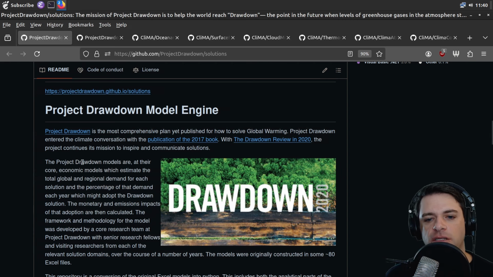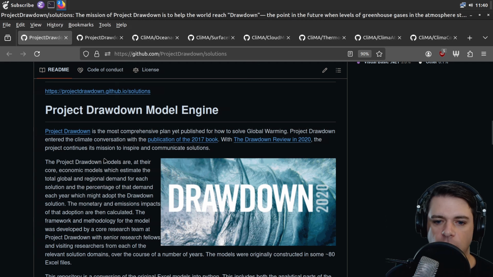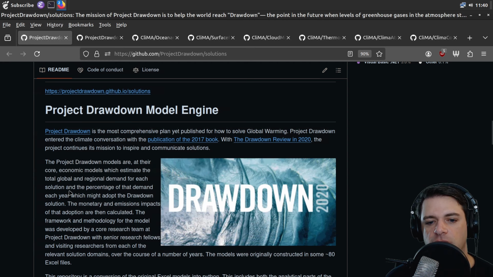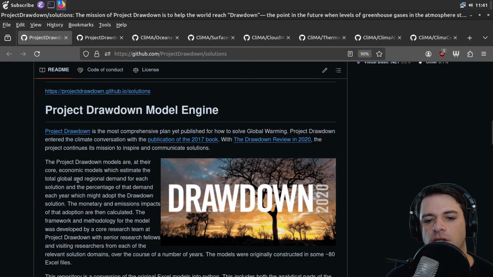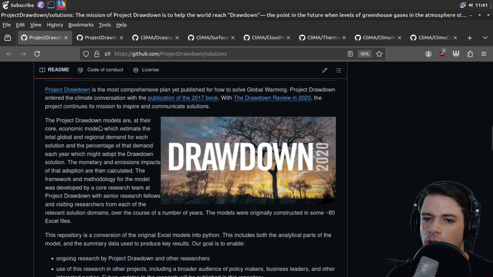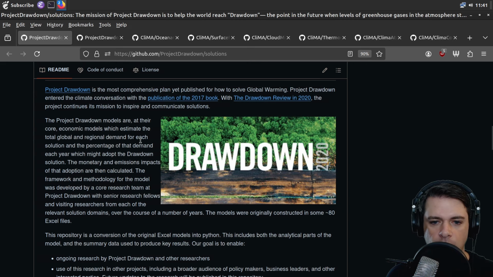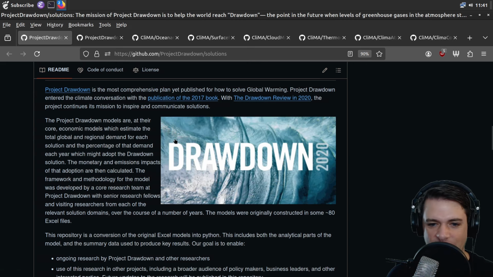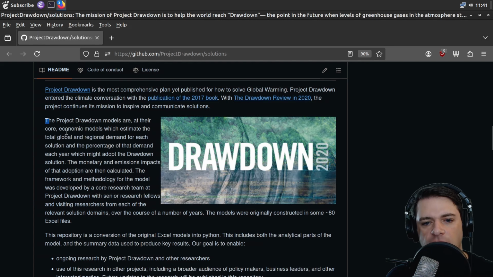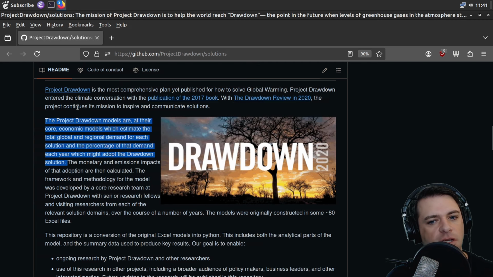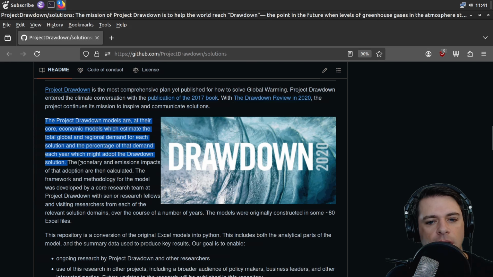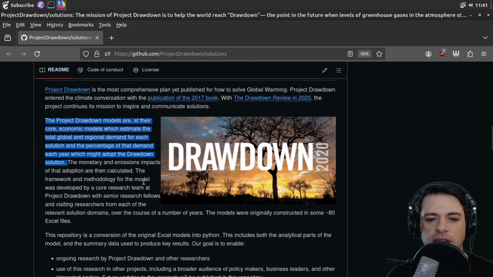So there's some book. The Project Drawdown models are, at their core, economic models which estimate the total global and regional demand for each solution and the percentage of that demand each year which might adopt the drawdown solution. So they have some drawdown solution, currently unspecified or probably specified in the book, but I am currently ignorant of it. And they're really just forecasting the demand, it seems like, for their solution. Is this just straight up demand forecasting? The monetary and emissions impacts of that adoption are then calculated.